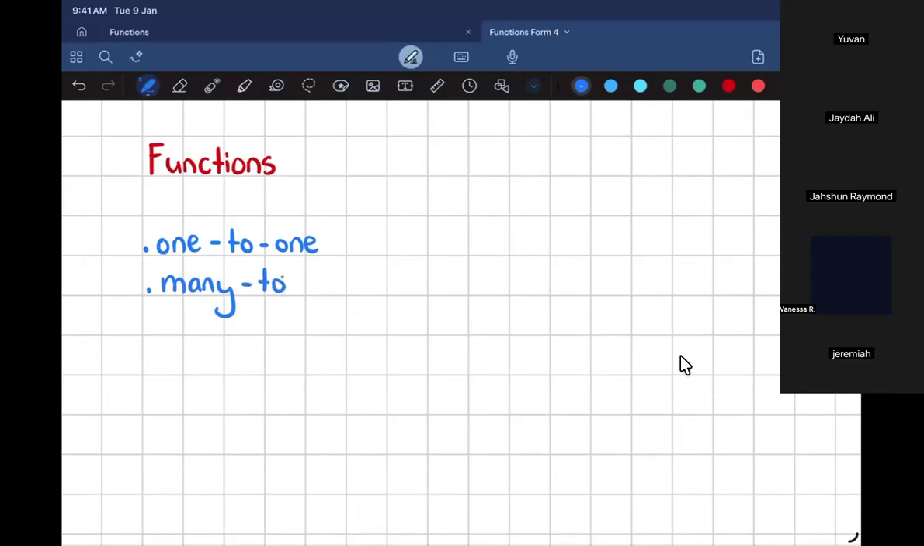Jared, any others coming back to you? Any others coming back? Yes, it's ringing bells. Have no fear. Okay, that's good. So these are some examples of functions.